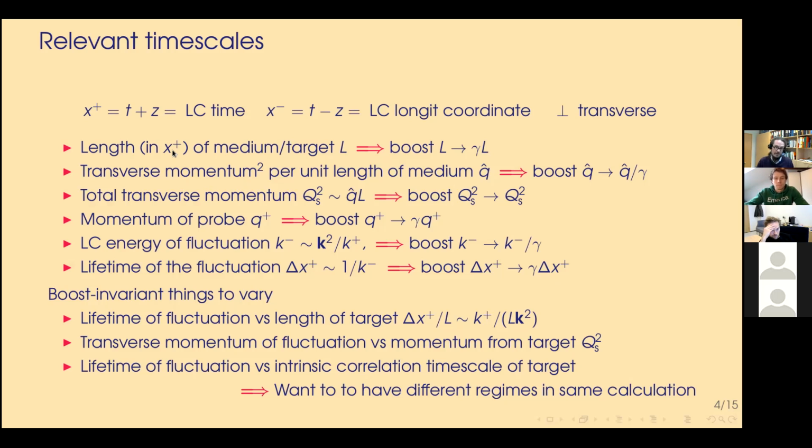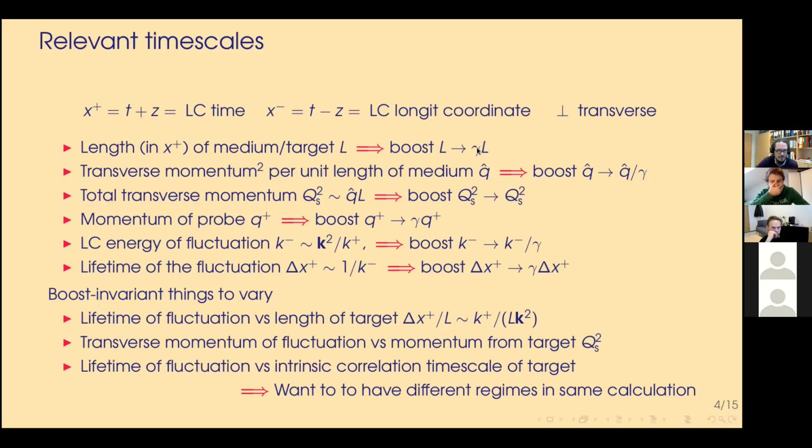First, you have a particle that is going through some extended medium. So, a target of size L. This is the length of the target in x plus coordinates. One of the things that is nice about these x plus and x minus is that when you boost in the z direction, these behave very simply under a Lorentz boost. Since it is an upper plus component, if you boost your whole system, both your probe and your target, a length in x plus gets multiplied by a Lorentz gamma factor.